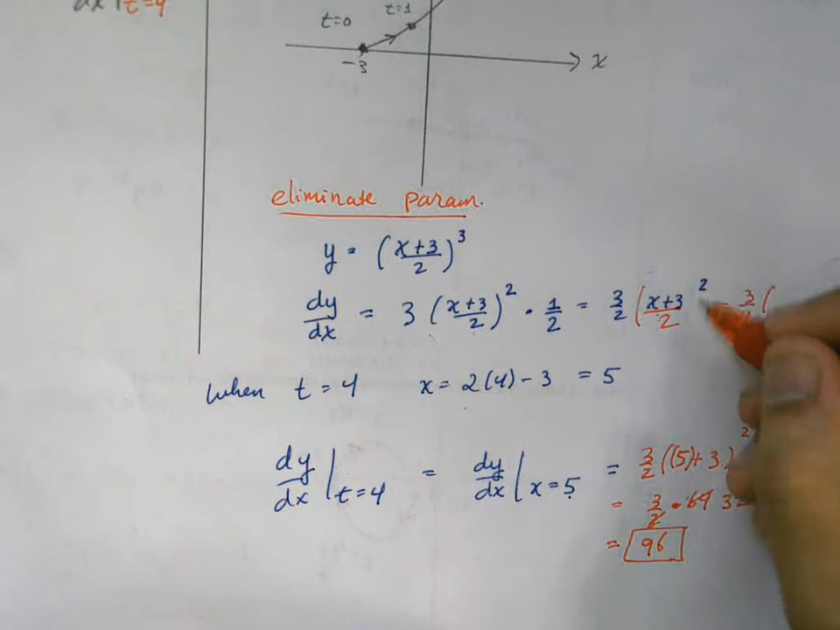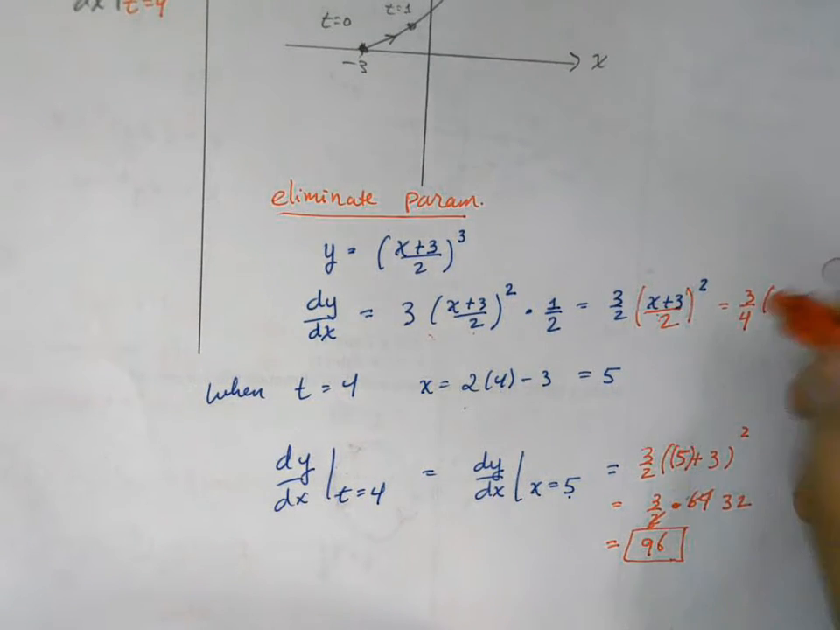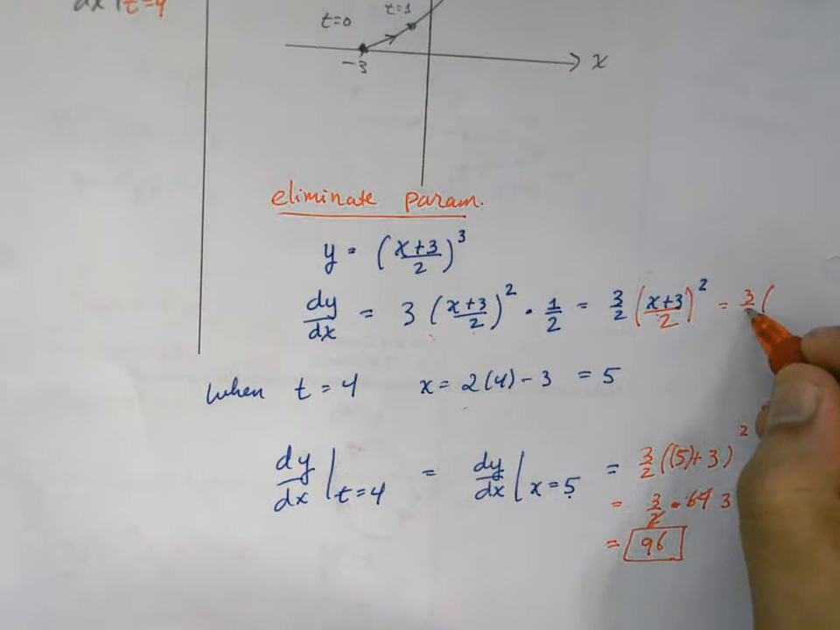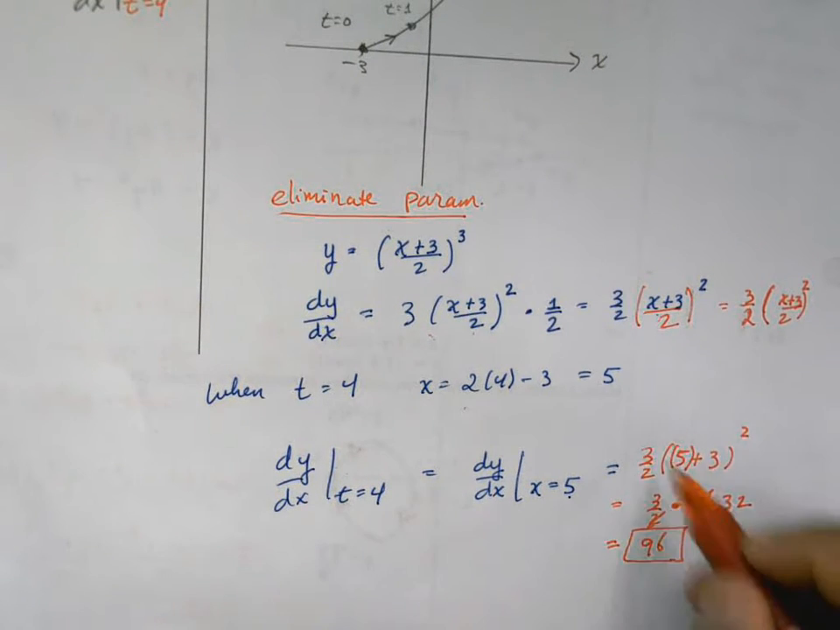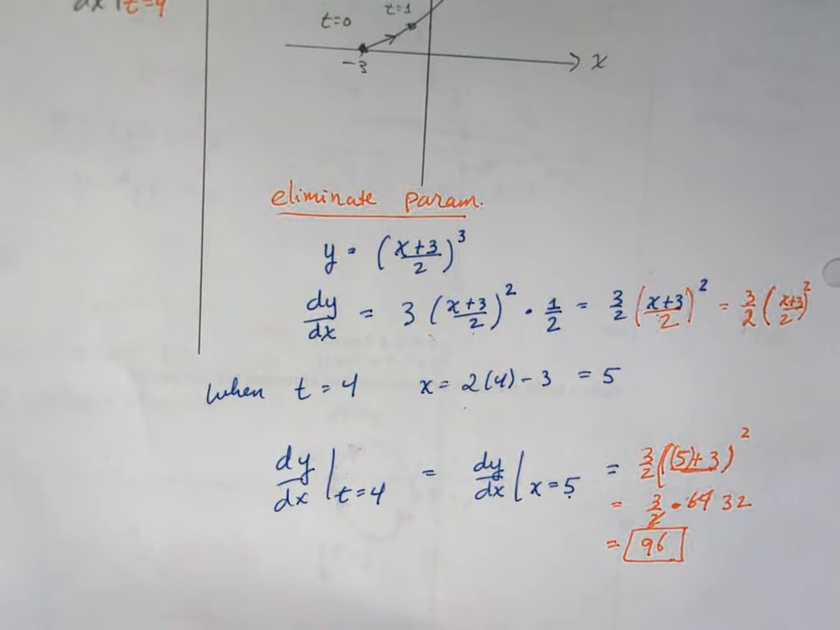It's quantity. Okay. x plus 3 over 2 squared. So this should be 3/2 times x plus 3 over 2 quantity squared. And that means there should have been a 2 in this part of the equation. Okay. So that's 5 plus 3, that's 8, divided by 2 is 4, squared.